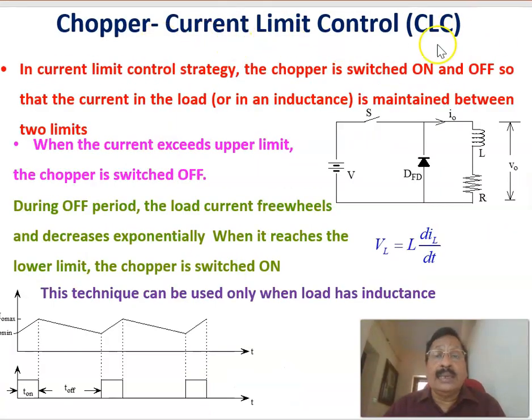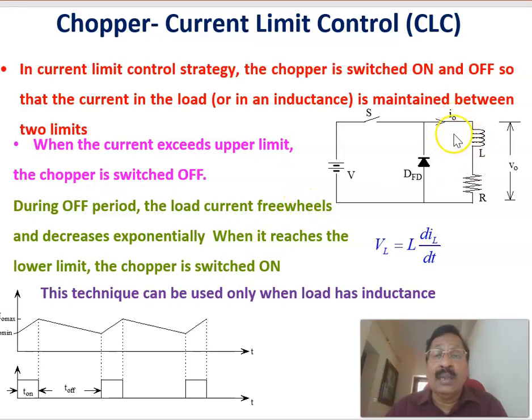Now, continuing with the current limit control, CLC, of the chopper. In the current limit control strategy, the chopper is switched on and off so that the current in the load, or in this inductor, is maintained between the two limits, I max and I minimum. That is the maximum value and the minimum value. Once the current exceeds the upper limit, the chopper is switched off. Then during the off period, the load current freewheels.